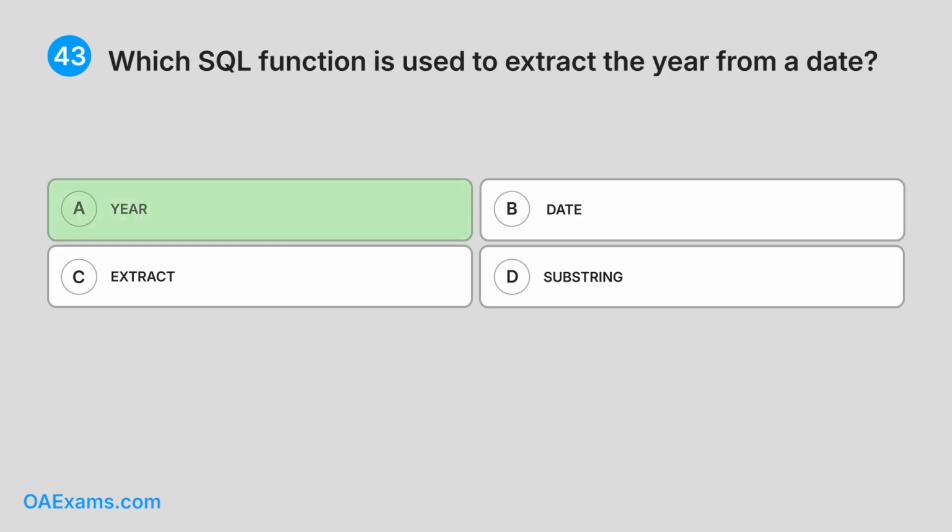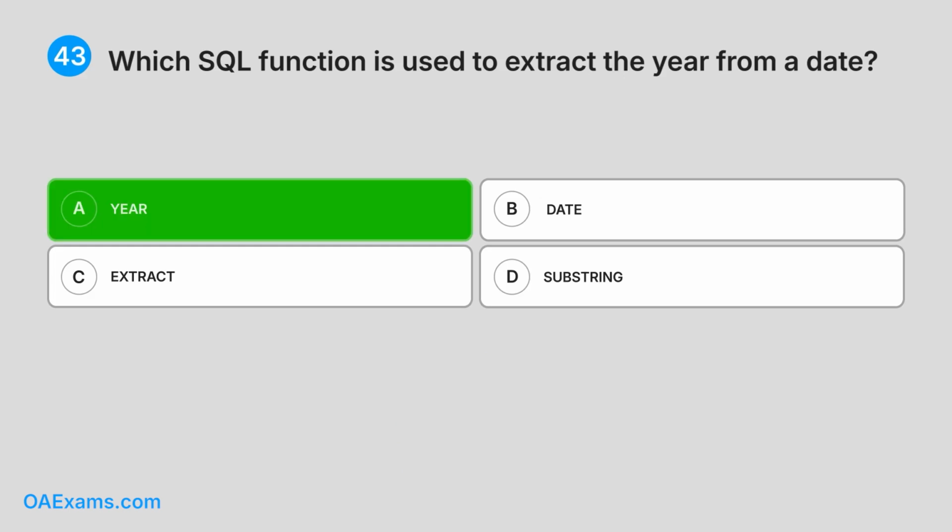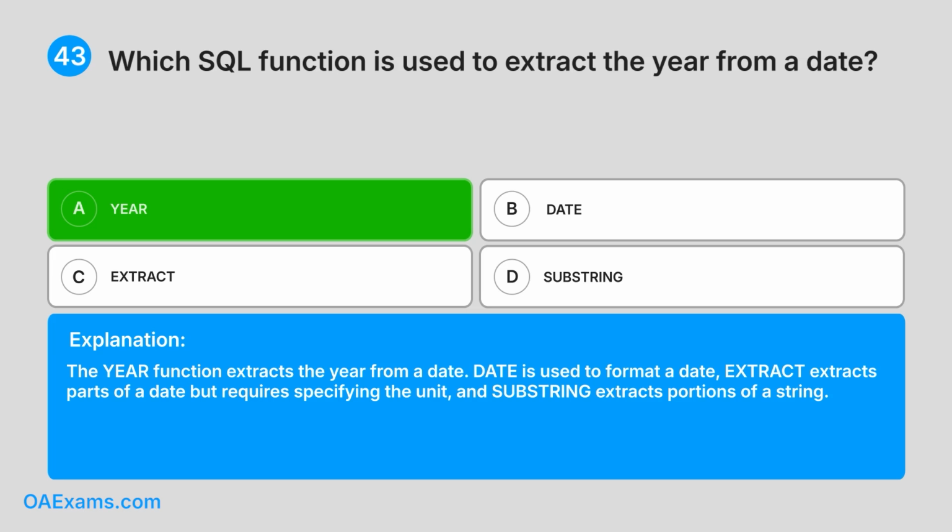Correct answer A. Year. Explanation. The year function extracts the year from a date. Date is used to format a date. Extract extracts parts of a date but requires specifying the unit, and substring extracts portions of a string.